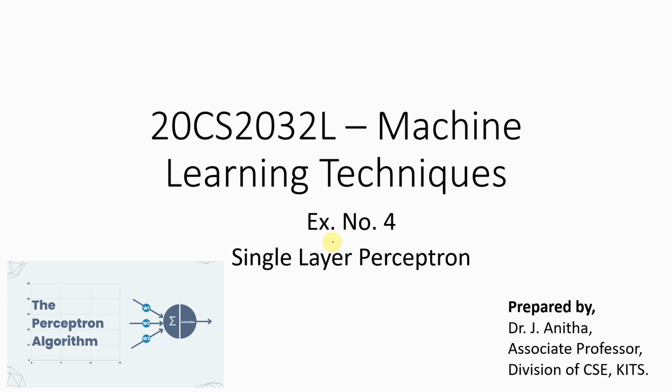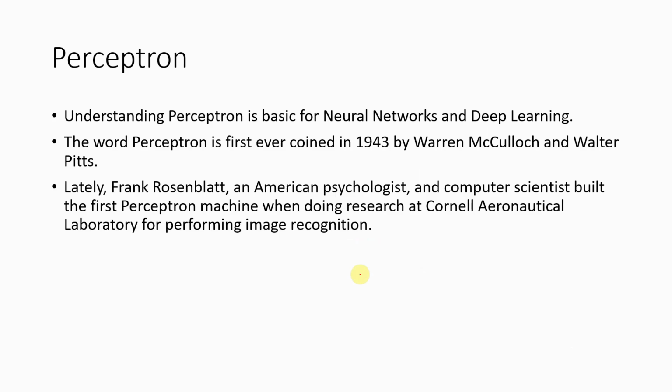Dear students, in this video we are going to see experiment number 4, single layer perceptron, for the course 20CS2032 Machine Learning Techniques Lab. To work with this algorithm, first we need to know the basic terminologies available in the single layer perceptron algorithm.